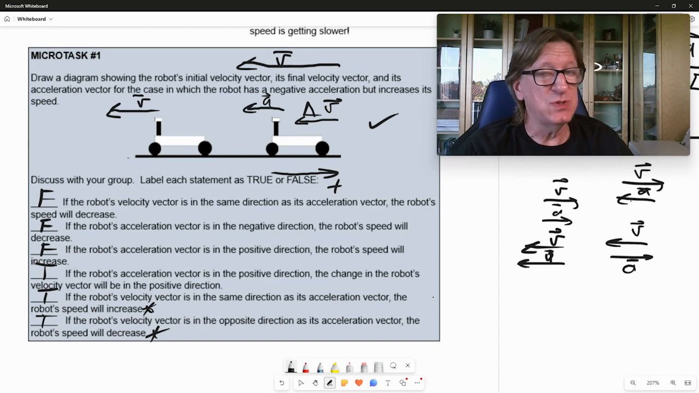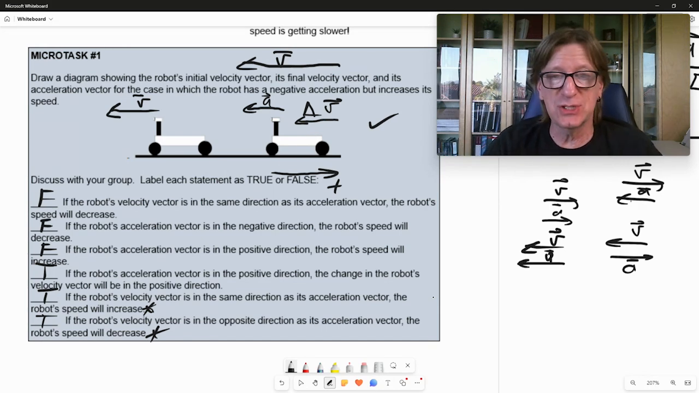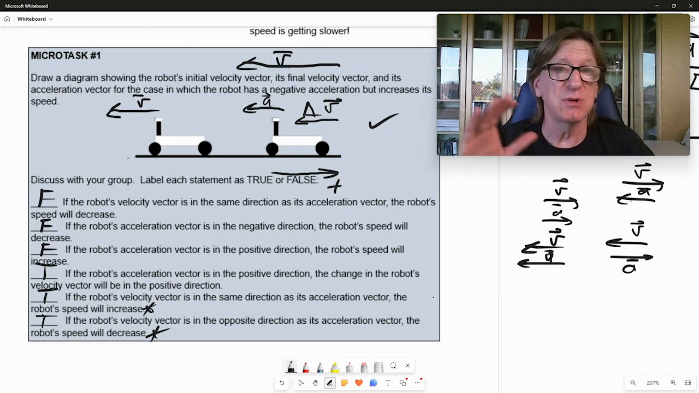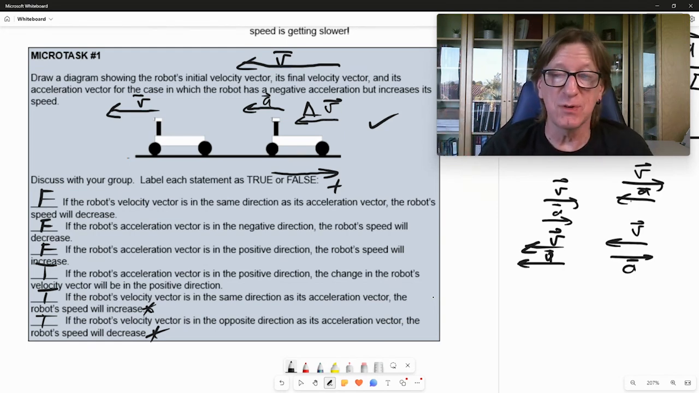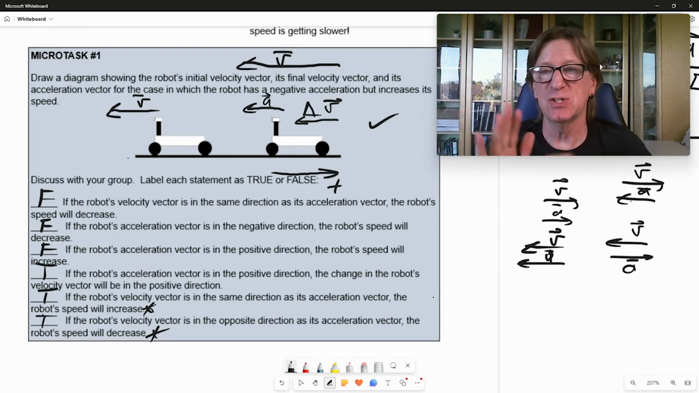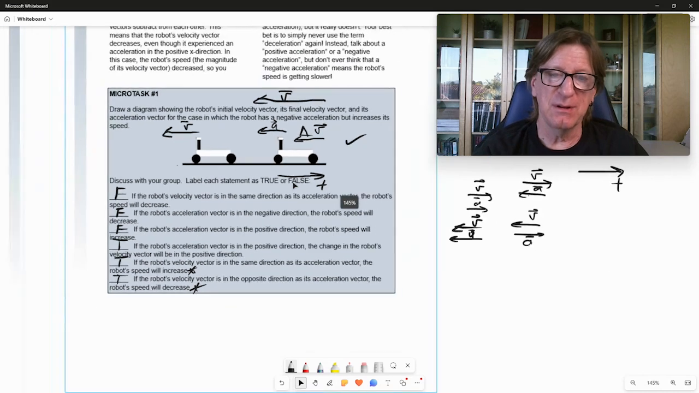So this is why we say don't think about deceleration. It's just going to confuse you. You're going to get the wrong answer probably 30% of the time. Instead, think about an acceleration in the positive direction, acceleration in the negative direction, whatever that may be. Then we can always say, okay, if my velocity vector and my acceleration vector are in the same direction, its speed's going to increase. If they're in opposite directions, its speed's going to decrease. It's always clear.